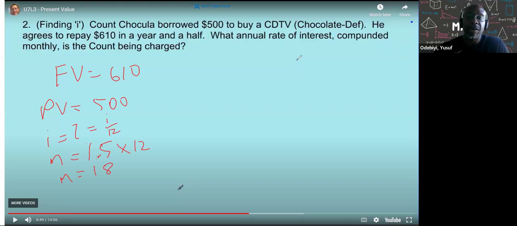So when you write the formula, we're going to use the future value formula: present value times 1 plus the interest, which is going to be I divided by 12, and then our N is going to be 18. So what you want to do is basically rearrange this to get I by itself. That's the exercise we're going to do here, and he's going to show us how to do that.